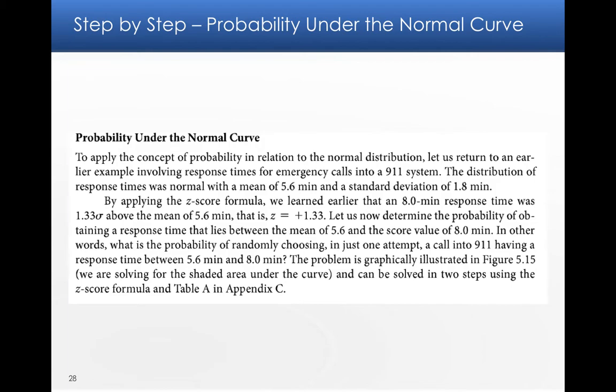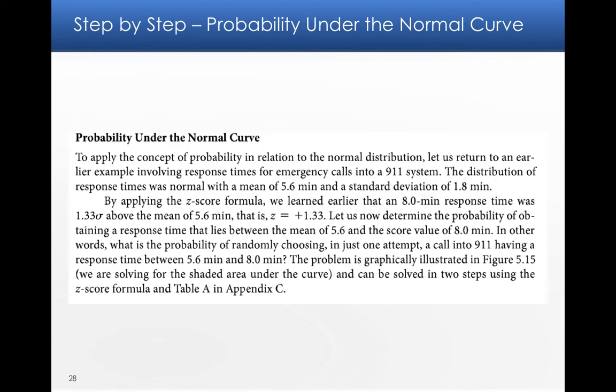Let us return to an earlier example looking at response times for emergency calls into a 911 system. Okay, the distribution of response times was normal, right? And the average was 5.6 minutes with a standard deviation of 1.8 minutes. So that would mean then, right, that 2/3 of all scores are within 5.6 plus 1.8 and 5.6 minus 1.8. Okay, so we learned earlier that an 8-minute response time was 1.33 sigmas above the mean of 5.6 minutes. Okay, so Z was equal to plus 1.33.